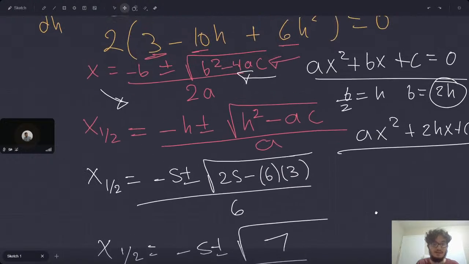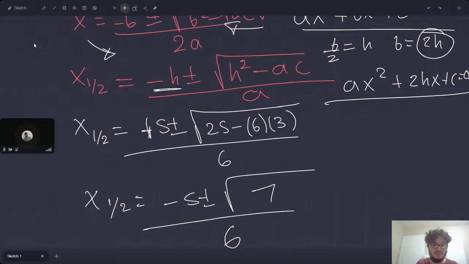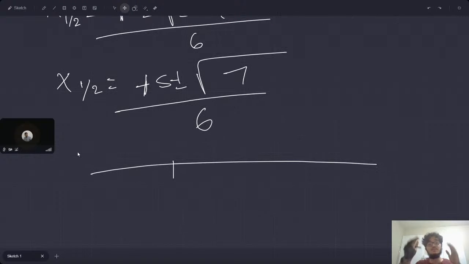Oh, okay, my bad. I made a little mistake. I don't know if you caught it. B is -10, so half of -10 is -5. But remember, this is -8, so it's +5 here, right? It's just a sign. So +5. Okay, so how do you find what's the max, what's the min?